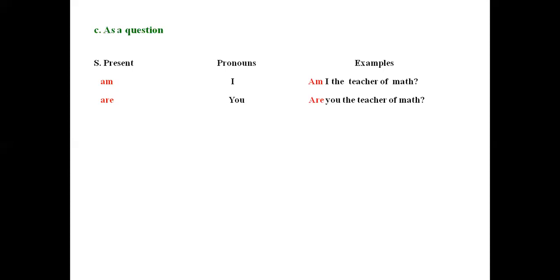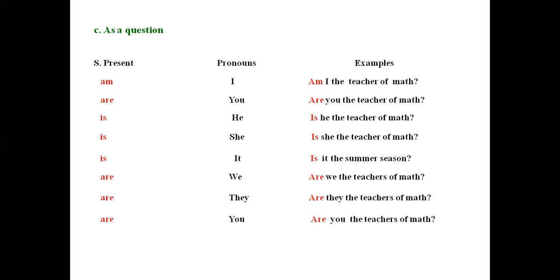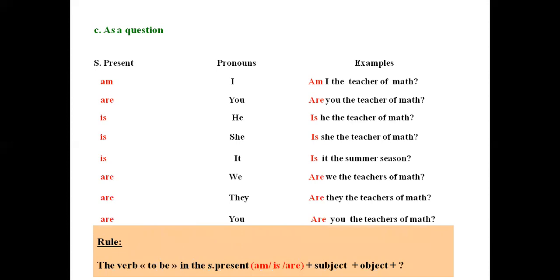Are you the teacher of math? Is he the teacher of math? Is she the teacher of math? Is it the summer season? Are we the teachers of math? Are they the teachers of math? Are you the teachers of math? So the rule here is starting with the verb to be in the simple present, plus the subject, plus the object or the rest of the sentence, plus the question mark.